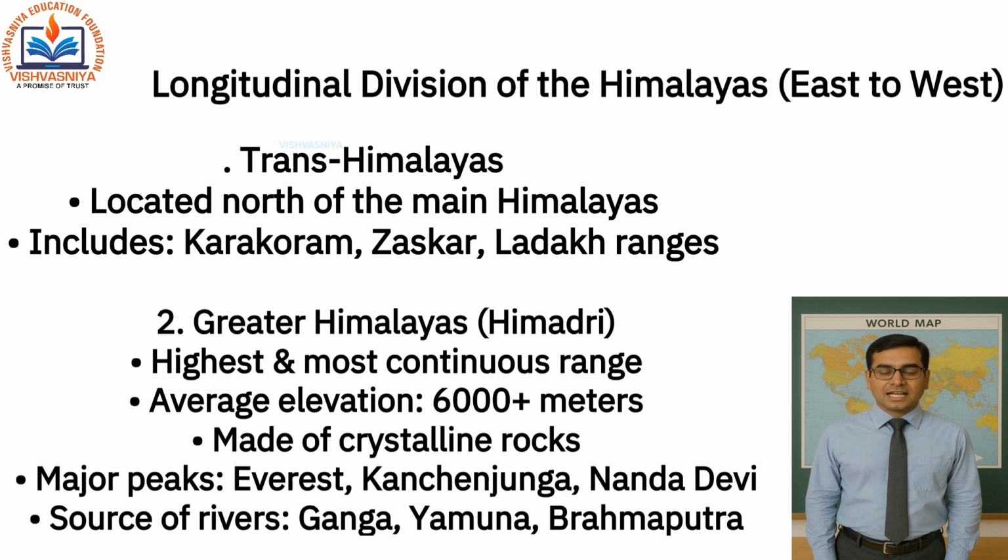Greater Himalayas, Himadri, the highest and most continuous range. Average elevation above 6,000 meters. Made of crystalline rocks. Peaks include Everest, Kanchenjunga, Nanda Devi. Major rivers like Ganga, Yamuna, Brahmaputra.